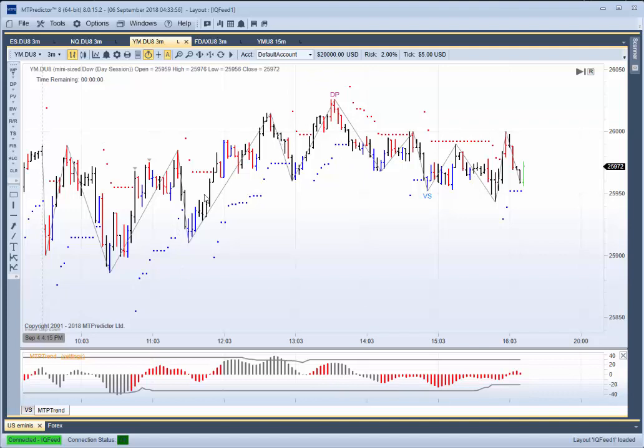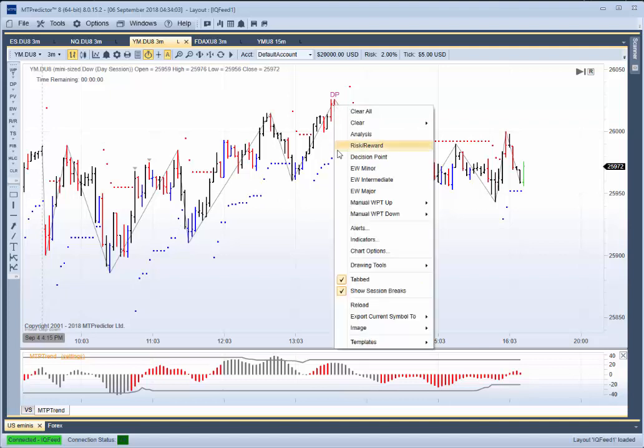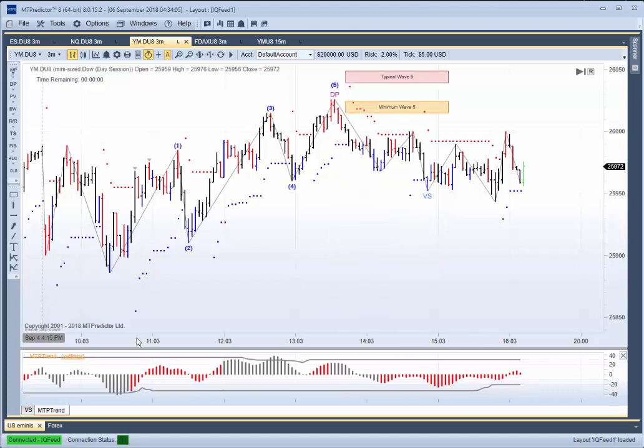But if I place the Elliott waves on here, to do this you right mouse click over the pivot and then you come down to Elliott wave intermediate. You can see that this rally here was a 5-wave sequence, 1, 2, 3, 4, 5. Not a great sequence because the wave 3 was not obviously the longest and strongest, but nevertheless it was a 5-wave sequence. You can see here the high came in right at the minimum wave 5 WPT.